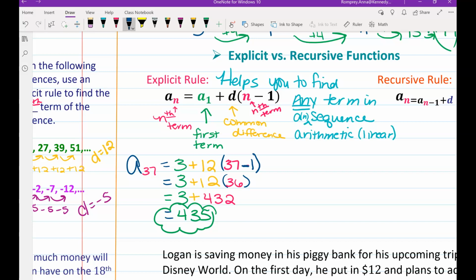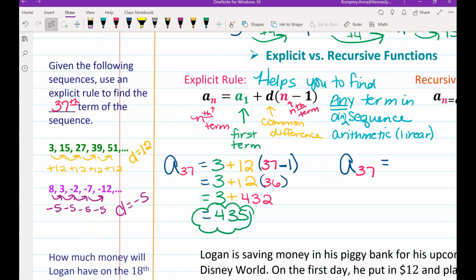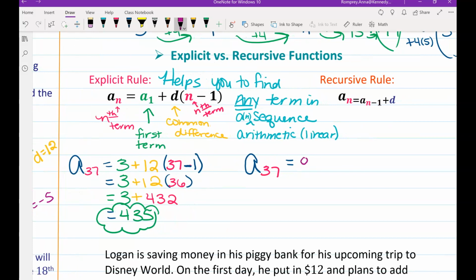So let's go ahead. We'll just keep doing the same thing. If we go to find the 37th term, where did we begin? What was our A1? Our A1 this time is 8. And what are we doing? What is our pattern? We are subtracting 5 times n minus 1. So again, we're finding the 37th term. So 37 minus 1. If you just wanted to write 36 in there, that's fine with me. These are your notes. All right, so 37 minus 1.